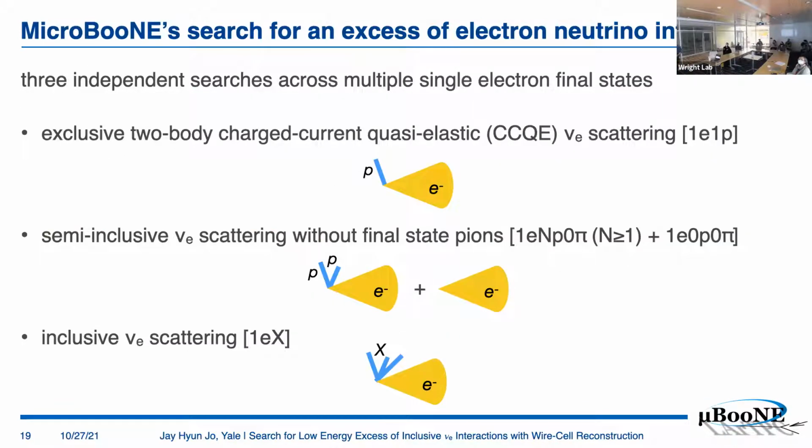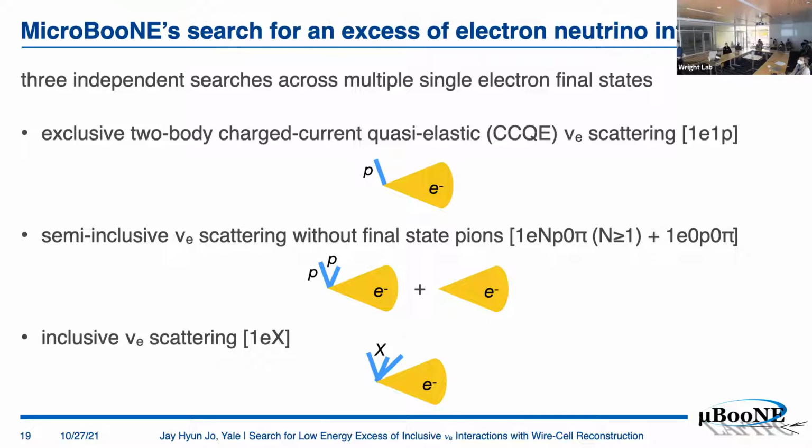So why do we look for all these different types of topologies? There are reasons for each one of them, and let me separate them into these 3 here. First is exclusively looking at the 2-body CCQE nu-e scattering, which is just 1 electron and 1 proton attached. The strength of this is that it is a very clean topology, and it makes our selection much easier and our purity much higher because it's much easier to select this type of event.